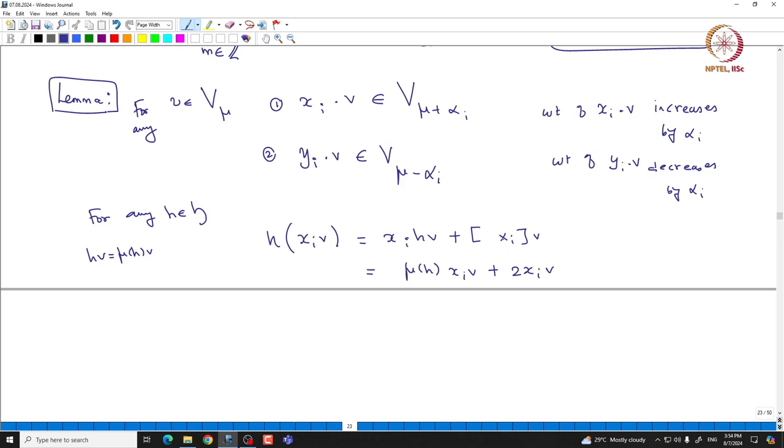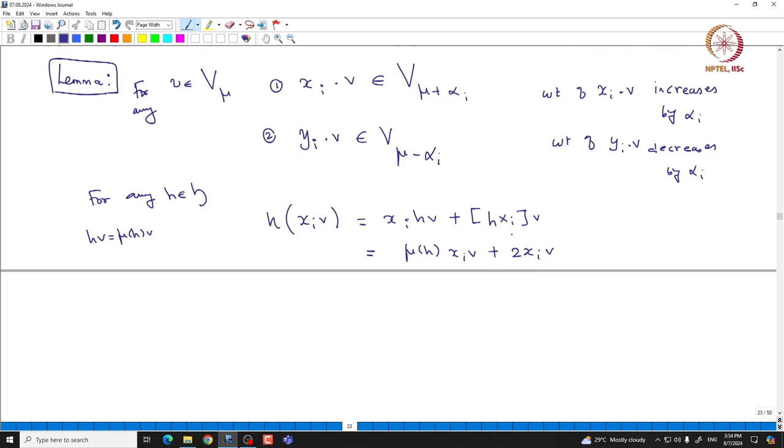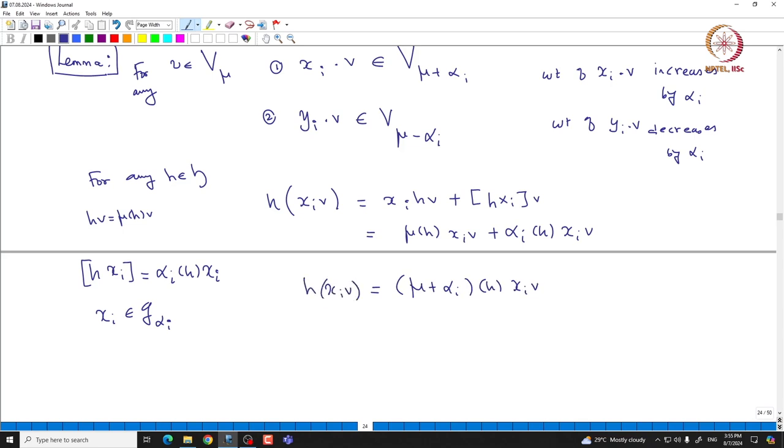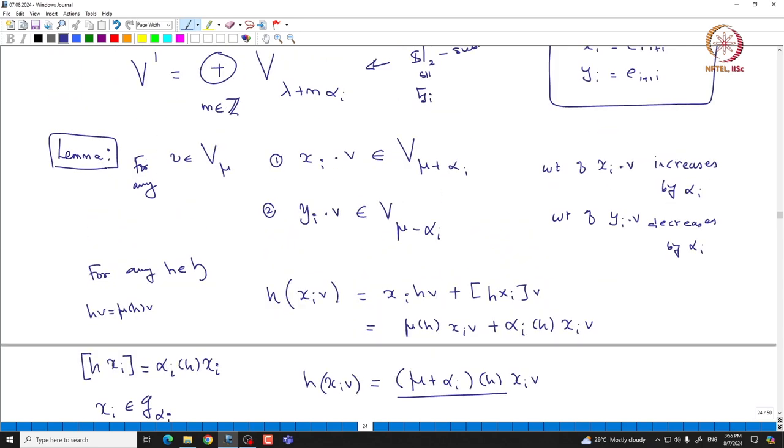Sorry, this is H X_i, which is nothing but alpha_i of H times X_i. Because this X_i corresponds to the root alpha_i, X_i is indeed inside g_{alpha_i}. So this is going to give you alpha_i of H X_i v. Now if you rewrite this, you can easily see that this is exactly equal to mu plus alpha_i of H, X_i v. So that means H acting on X_i v is giving you, up to the scalar, X_i v. And this is true for all H in the Cartan subalgebra. So that proves X_i v is indeed inside this weight space V_{mu plus alpha_i}.